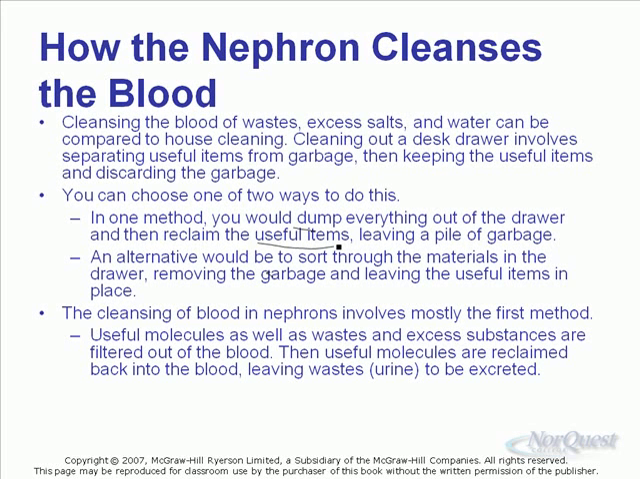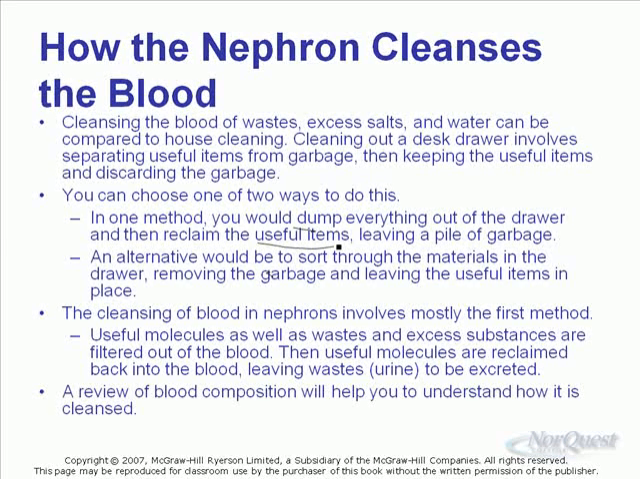What's going to happen is all the stuff in the blood, except for cells and a few big proteins, are going to get dumped out of the circulatory system into the nephron. Then, the useful molecules are going to be reclaimed back into the blood, leaving the waste behind to be excreted. And so, if you want to go back, take a look at blood composition just to get a better understanding of how it's cleansed.